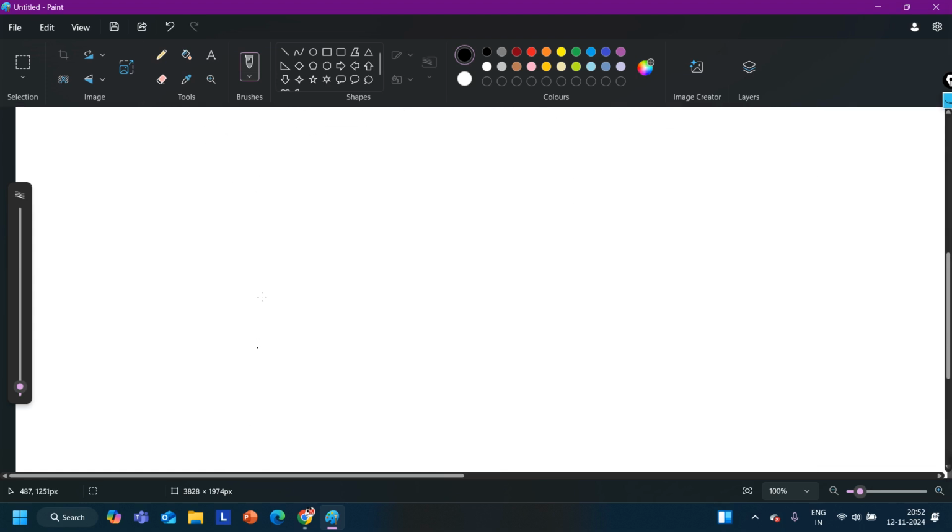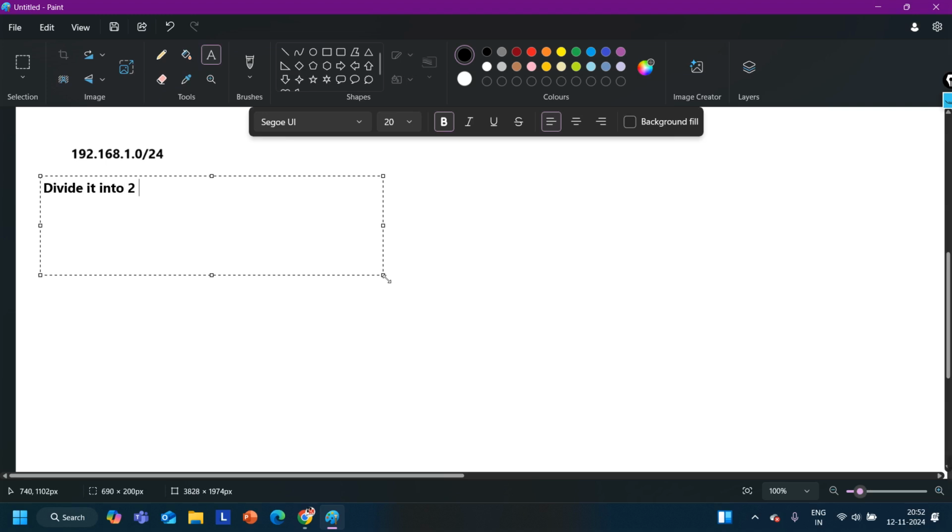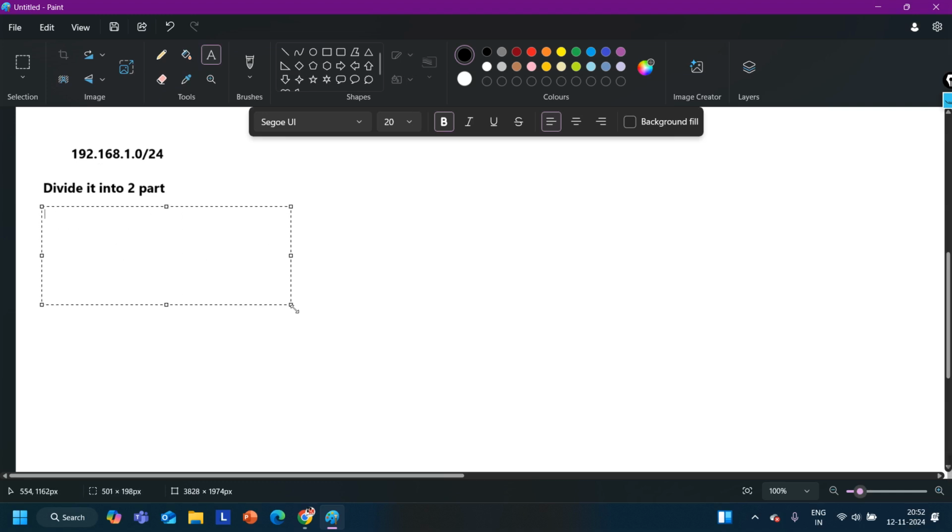Now for an example, here my subnet is 192.168.1.0/24. This is the default one, right? And the manager told you to divide this network into two parts. So how will you divide? You know the formula to find the number of networks? What is the formula?